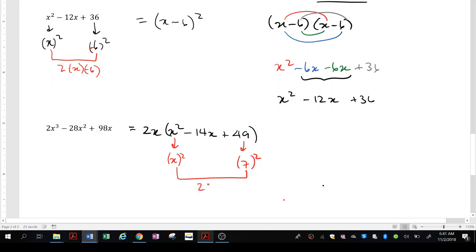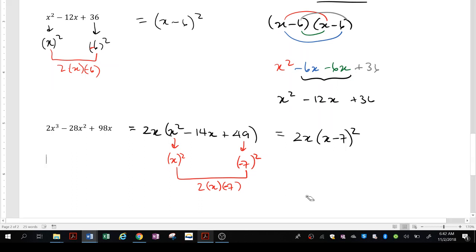And if we take 2 times a times c, that is going to give us 14x. But notice this is negative, so we have to make this one here negative. And negative 7 squared gives us our 49, which we wanted. And 2 times negative 7 times x is negative 14x, which is our middle term. So that means that this factors nicely into 2x times x minus 7 all squared. We can't forget that 2x out there.